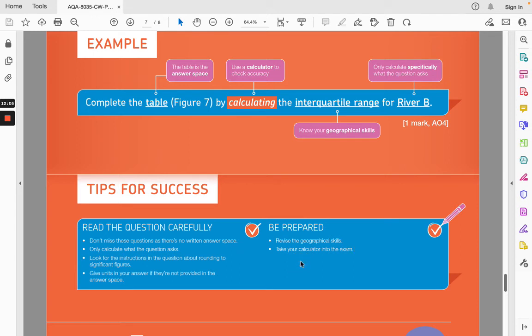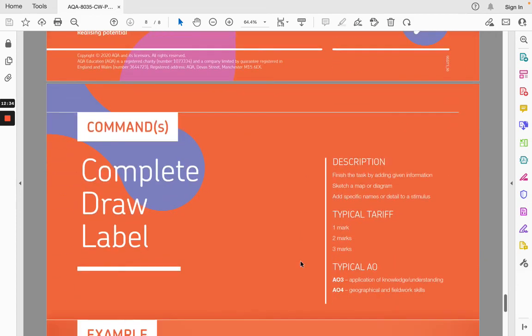Be aware with these questions, because often students don't realise this. If it says show your working, you must show your working. Often the mark scheme will stipulate that if you get the right answer, but you do not show your working, you will not get full marks. So you have to show your working. If you get the wrong answer, but your working is correct, you may get a mark. So just bear that in mind.